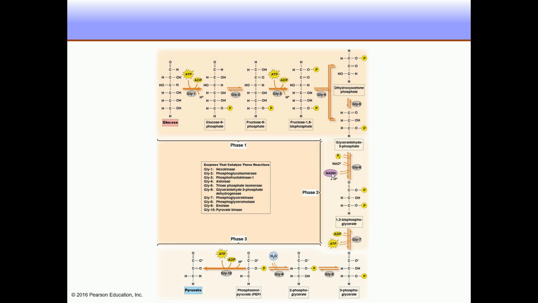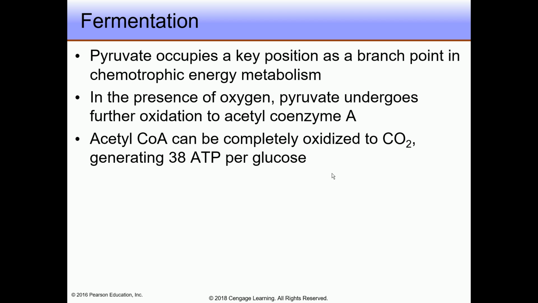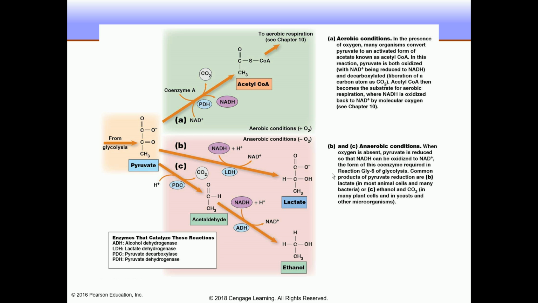But suppose there is no oxygen present, then this pyruvate can undergo fermentation. Now there are two kinds of fermentations. This is basically showing that from glycolysis pyruvate is formed. If oxygen is present, then we follow this path, which we are going to study in the upcoming chapters. If oxygen is not present, then this pyruvate can undergo fermentation. There are two kinds of fermentations. One is lactic acid fermentation, another is ethanol fermentation.